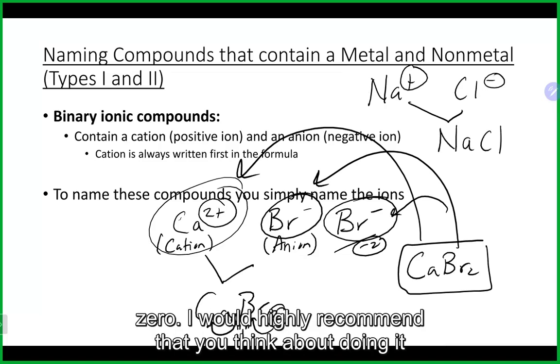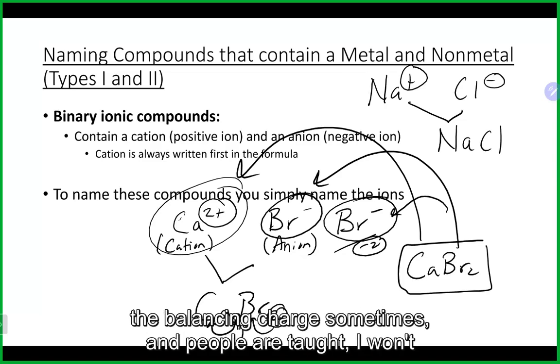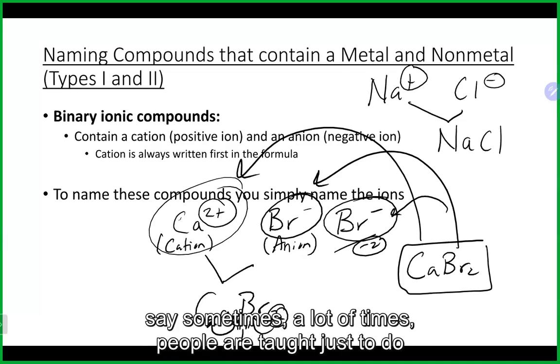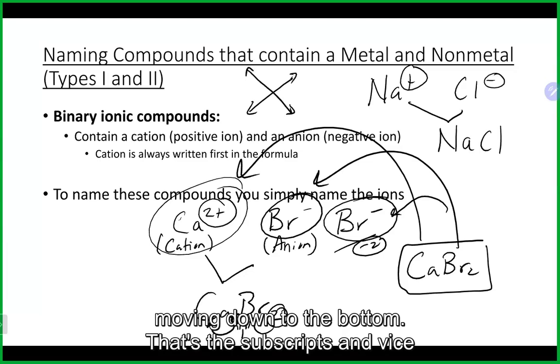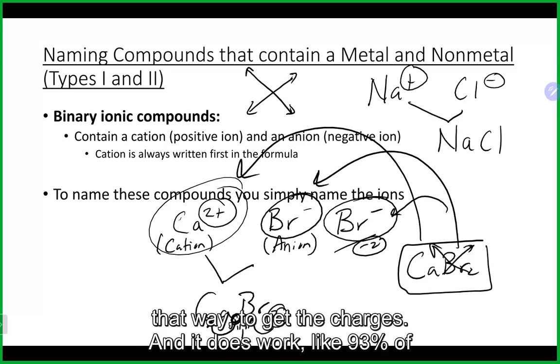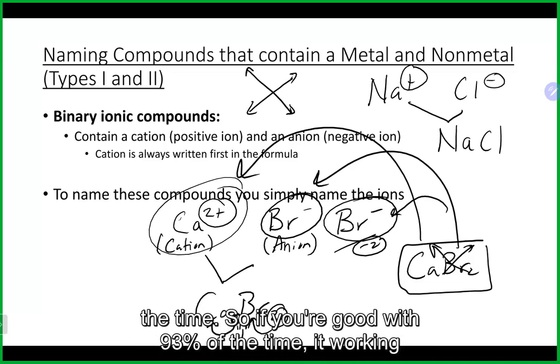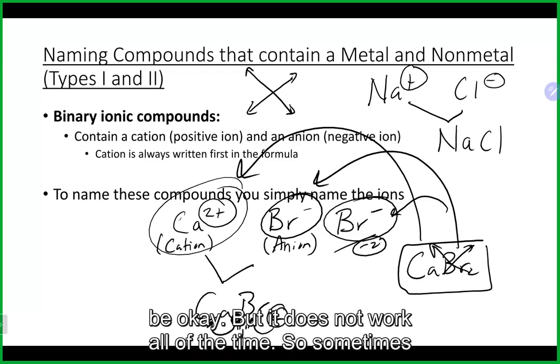I would highly recommend that you think about doing it this way, like a math problem, figuring out the balancing charge. A lot of times people are taught to just take the charges on top and move them down to the bottom as the subscripts, and vice versa. And it does work like 93% of the time. So if you're good with 93%, blindly doing it without thinking, you'll be okay. But it does not work all of the time.